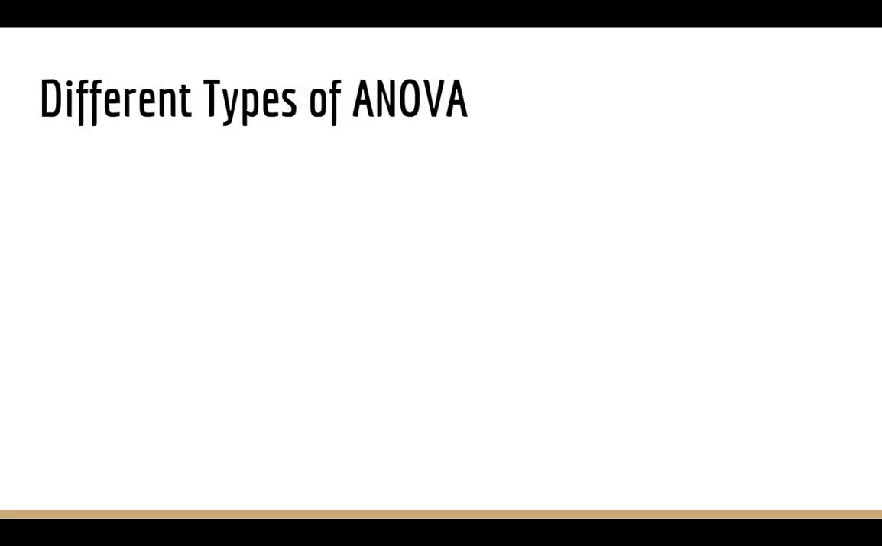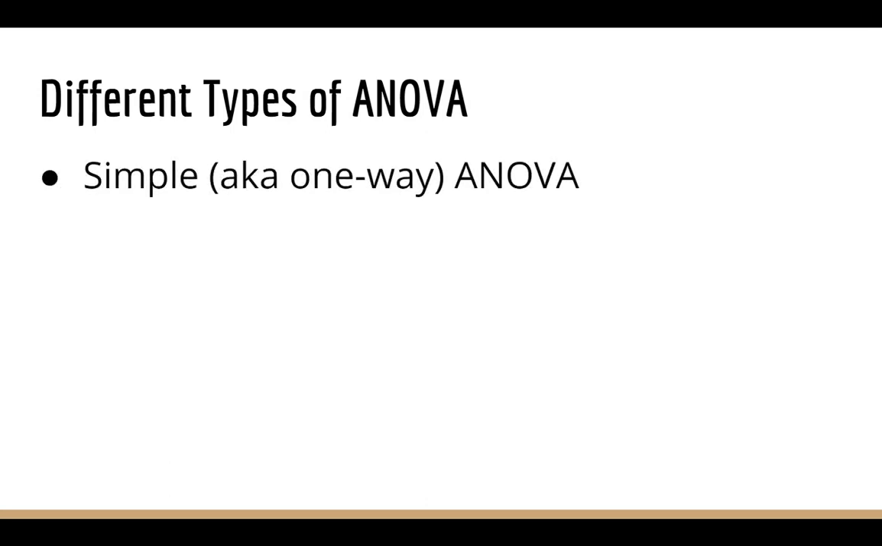There are different types of ANOVA. ANOVA is not a single test, rather it's a category of tests. There are many different kinds. The first, the one we're covering today, is the simple ANOVA. This is also known as a one-way ANOVA because it only has one independent variable. So this is a 1 DV, 1 IV situation. It's similar to a t-test, but it has 3 or more groups.